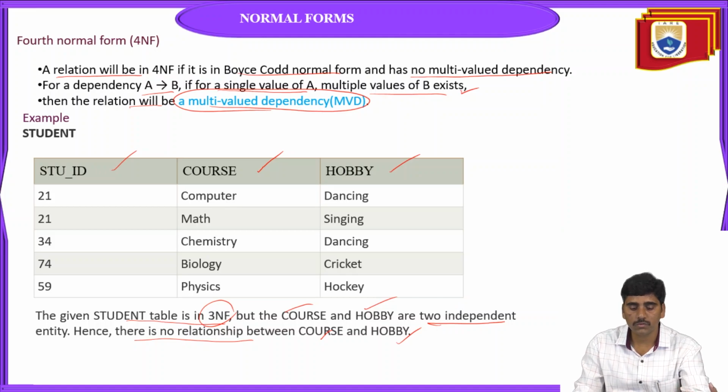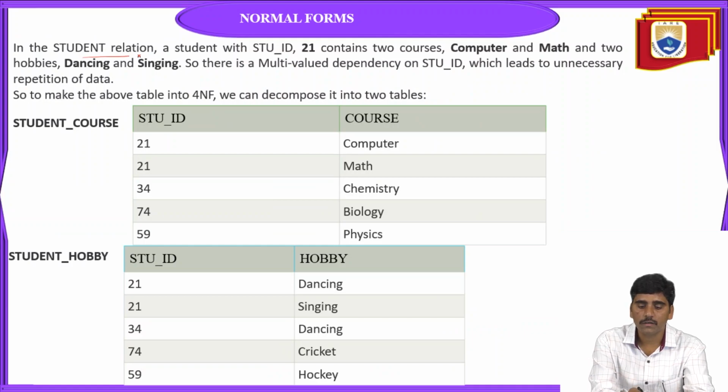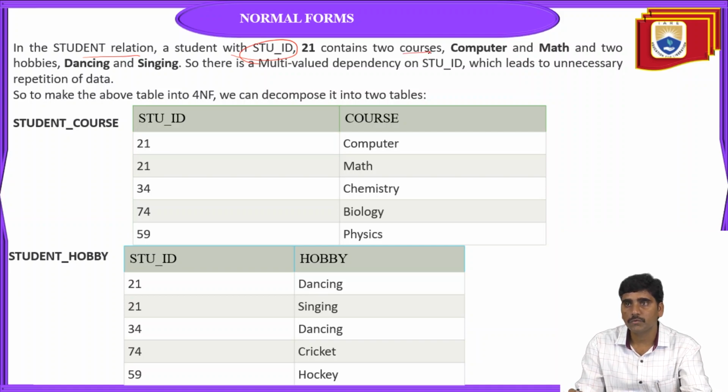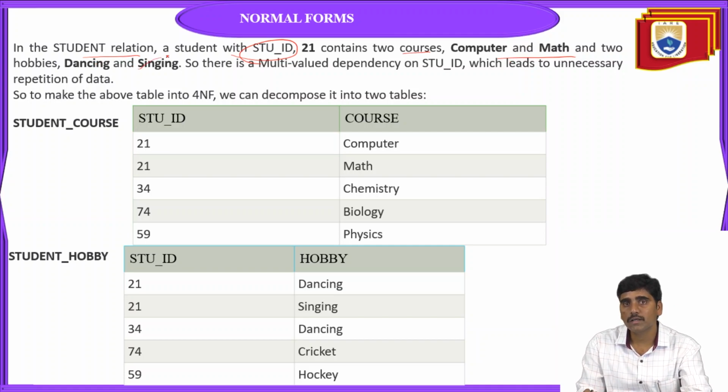So to make that happen to fourth normal form, in the student relation, a student with student underscore ID 21 contains 2 courses, computer and math, and 2 hobbies like dancing and singing. So there is multi-value dependency on STU ID. So there is 2 multi-value dependency on student ID, which leads to unnecessary repetition of the data.